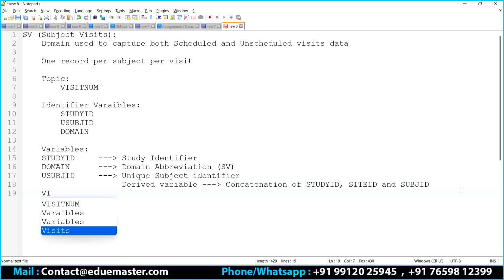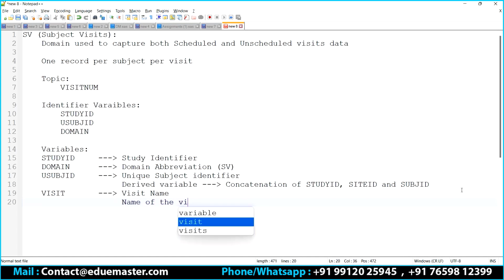The next thing is going to be the most important thing. You can call it visit. What is visit? It is nothing but your visit name. There are a bunch of visit names. Can someone tell me what the visit name is? We can also call it name of the visit. Both of them are the same. Can someone please share some examples for this? Like visit 1, visit 2, follow up. Yes.